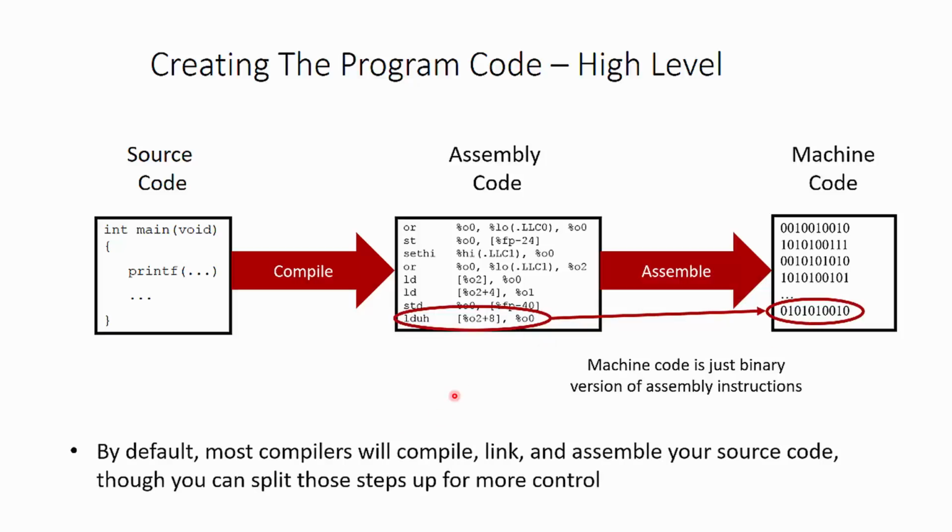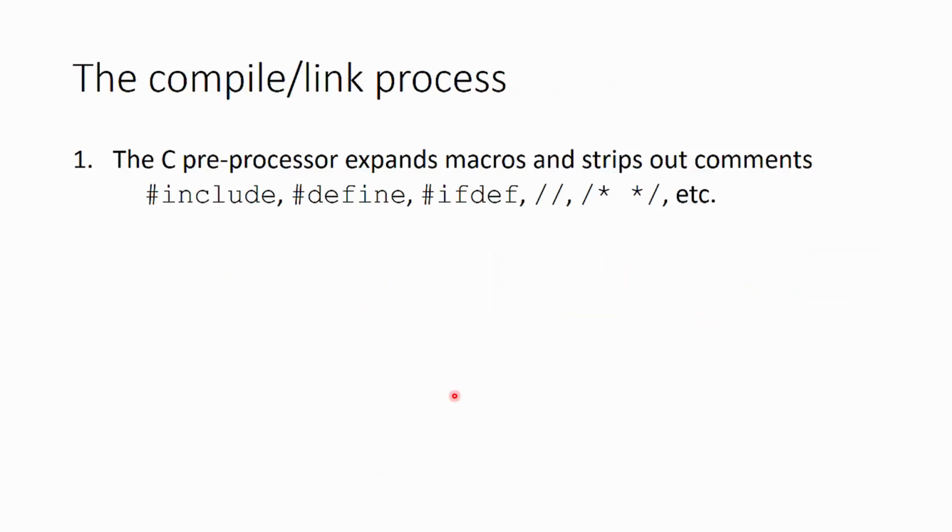So most compilers, when we say, I'm going to compile my program, we really mean that we're going to compile, link, which we'll talk about in a minute, and assemble your source code all in one step. Though you can split those up for more control if you like. So the compile and linking process, we'll go into that a little deeper here.